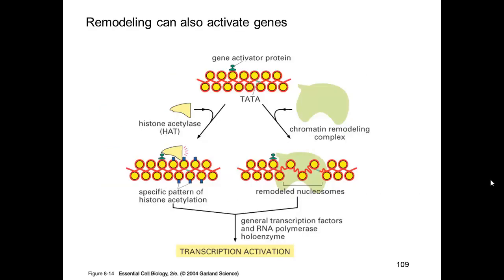Another way to regulate transcription is by interacting with the chromatin to make it more conducive for allowing gene transcription. One of the ways we know to do that is to add acetyl groups to the histone tails. This weakens the interaction with the histone and the DNA, allowing a protein like a polymerase to sit down, loop the DNA away a little bit, and start to read it.